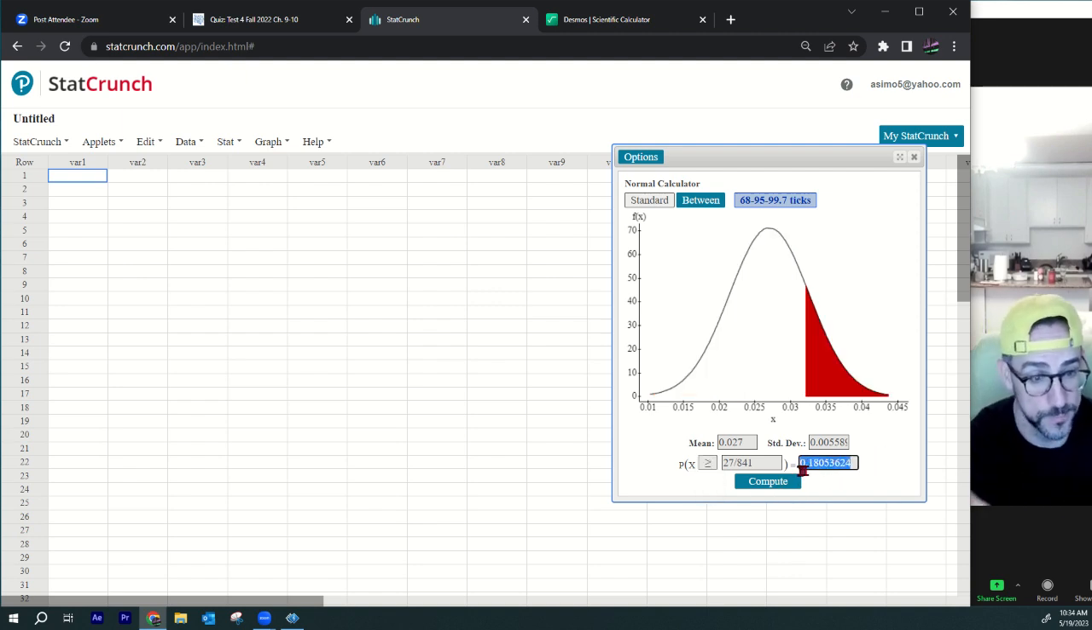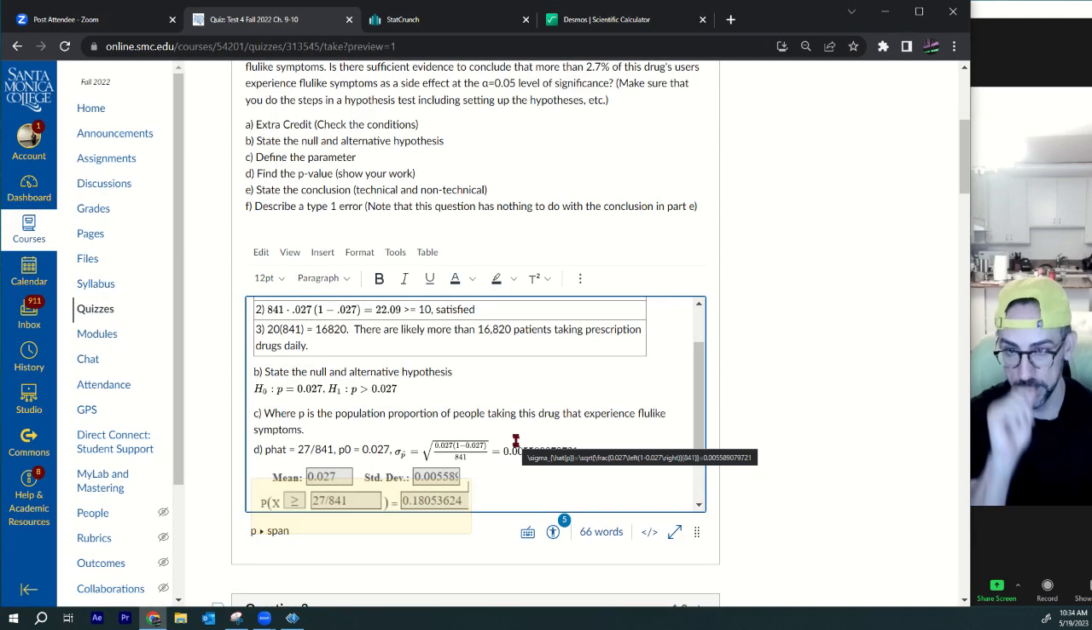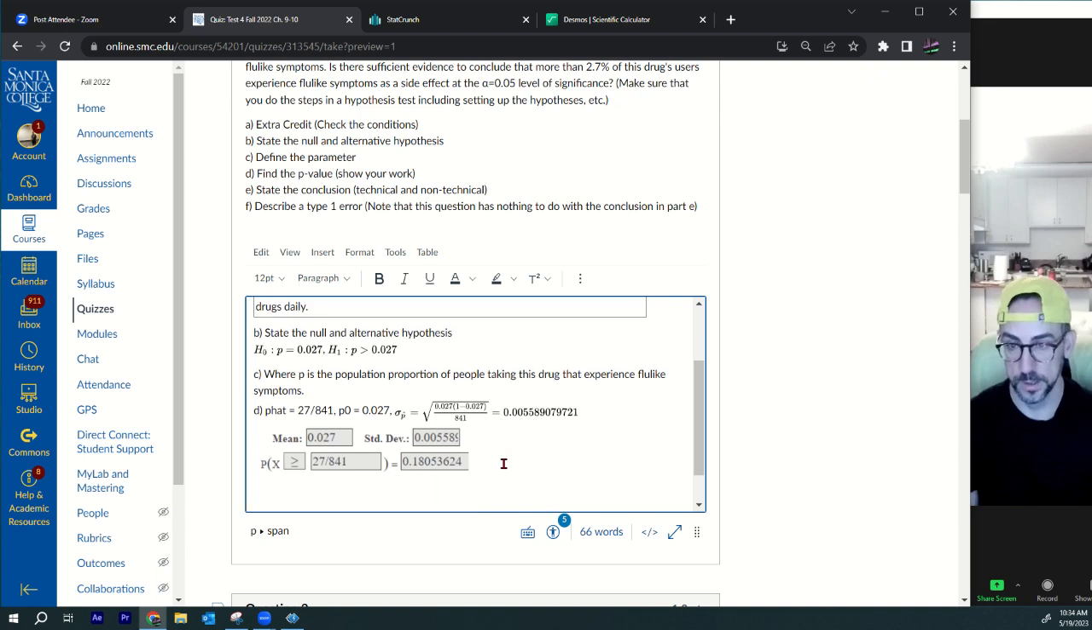Is it a two-tailed test? If it's a two-tailed test, I'll double it. I don't think it was a two-tailed test, so that's my p-value. Therefore, I could screenshot this, can't I? Okay, part E is to state the conclusion, technical and non-technical. Let's do it. Reject. Oh man, we're failing to reject.